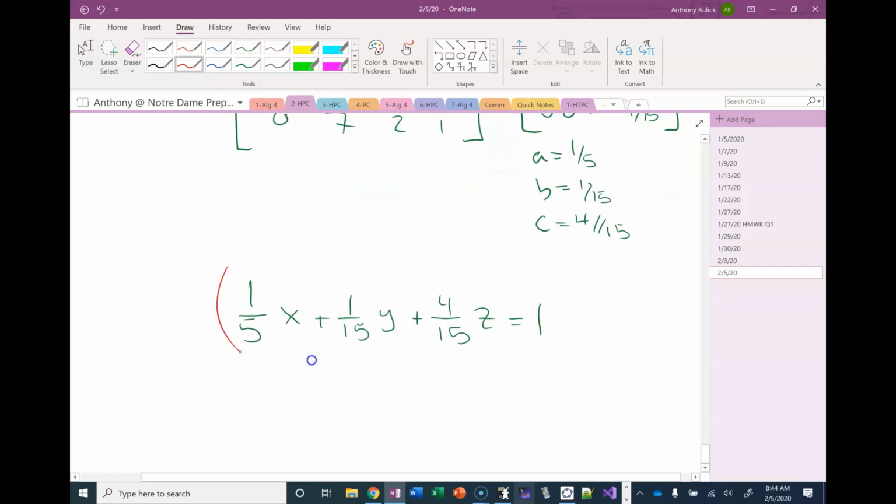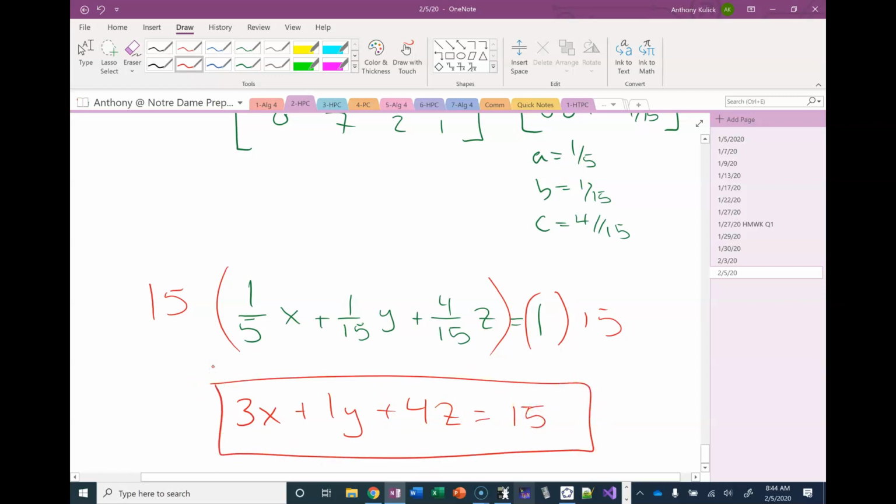So when I do that, 15 times 1/5 is 3, so I have 3x. 15 times 1/15 is just 1. 15 times 4/15 is just 4. So here is my Cartesian form equation for the plane. This is where we're going to stop for today.